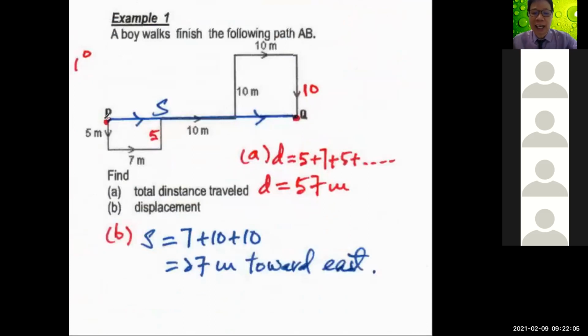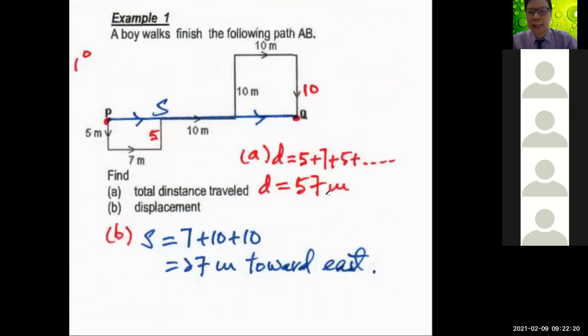Total distance, so add up now: 5, 7, 5, 10, 10, 10, 10. So 57 now. Most of you are correct, 57 meters. For distance, there's no need for direction. You just add up: 57 meters.